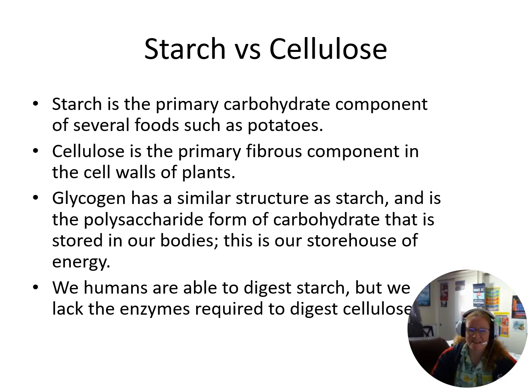And then cellulose, that's what we see in the cell wall of plants. Glycogen is similar to starch. We store that in our bodies. That's our storehouse of energy. You need glycogen for energy. We can digest starch, but we can't digest cellulose, so we don't have the enzymes necessary for that. So starch, yay. Cellulose, nay, for digestion.